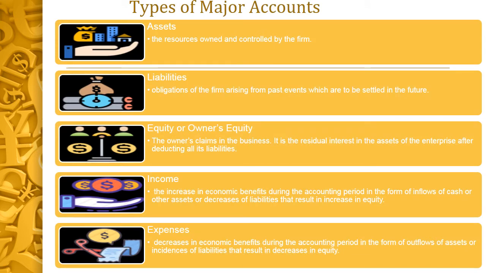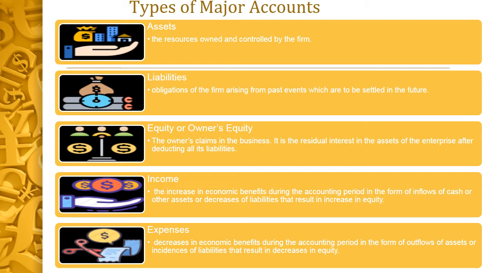Now these are the types of major accounts. We have the assets, liabilities, equity or owner's equity, income, and expenses. And the definitions are given here. The assets are resources owned and controlled by the firm. Liabilities are obligations of the firm arising from past events which are to be settled in the future. Equity or owner's equity are the owner's claims in the business. It is the residual interest in the assets of the enterprise after deducting all its liabilities.